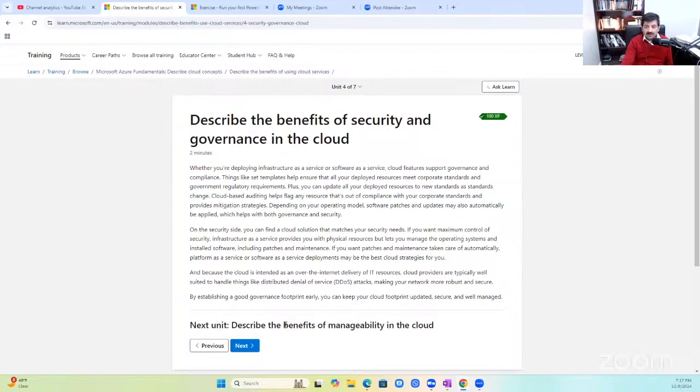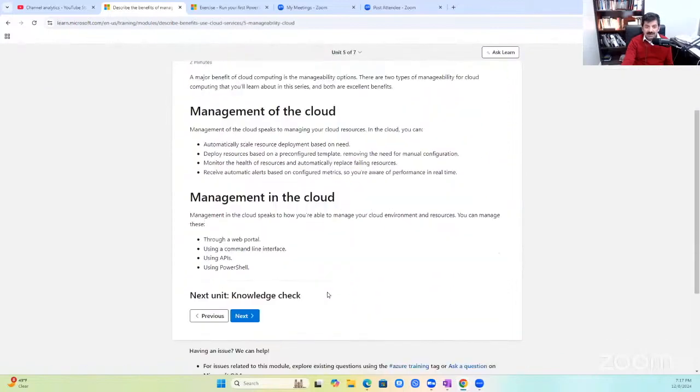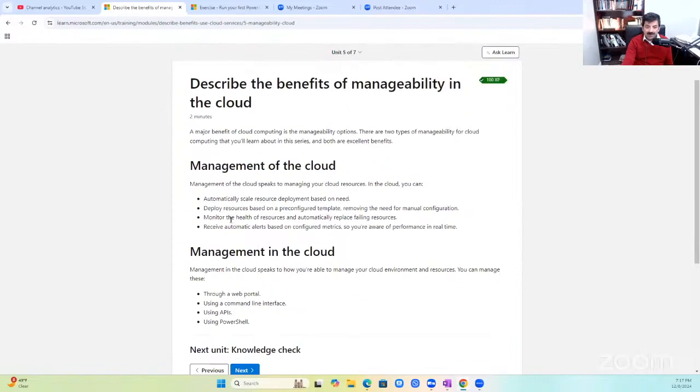So these are the basics of cloud computing. That's the management on the cloud. Again, the same thing: automatically scale resources based on need, deploy resources from pre-configured templates. They give you tools where you can monitor the health of your resources, virtual machines, your applications, and you can also receive automatic alerts.